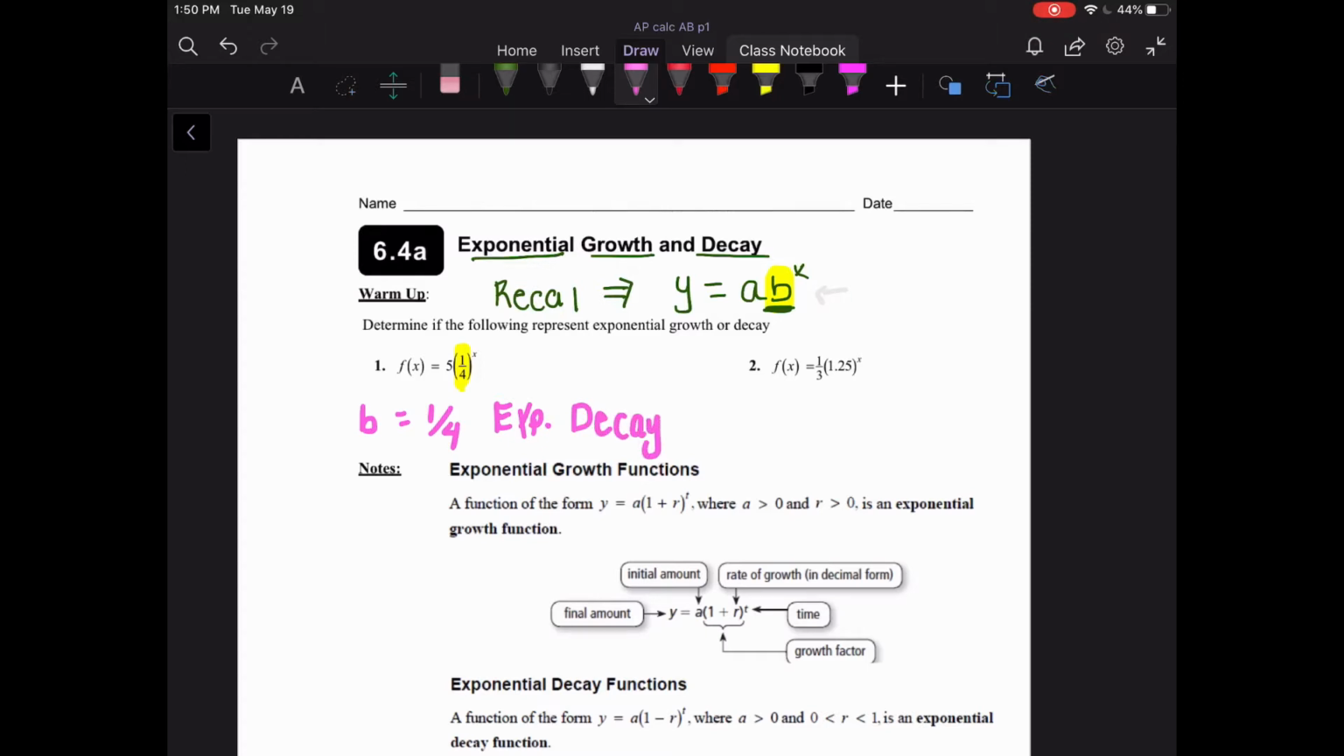In number 2, our b value is 1.25. And since that value is greater than 1, this is exponential growth.